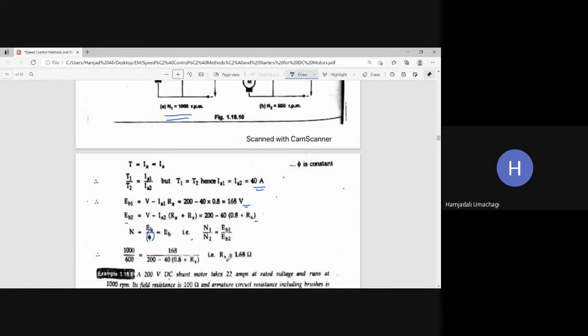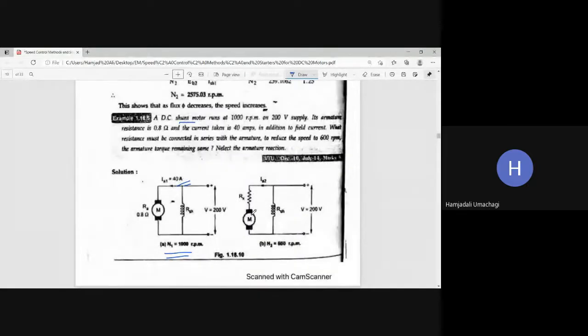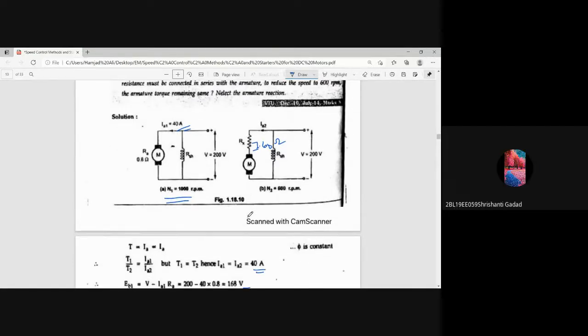So if you solve this equation, then the extra resistance value turns out to be how much? Rx equal to 1.68 ohms. So Rx, its value should be 1.68 ohms. Only then you can bring the speed from 1000 rpm to 600 rpm using armature voltage control method, where we are adding resistance of value 1.68 ohms in series with the armature circuit. Is it clear? Yes, sir. Fine.